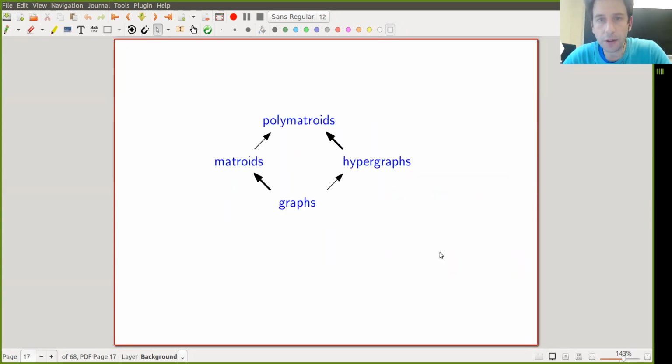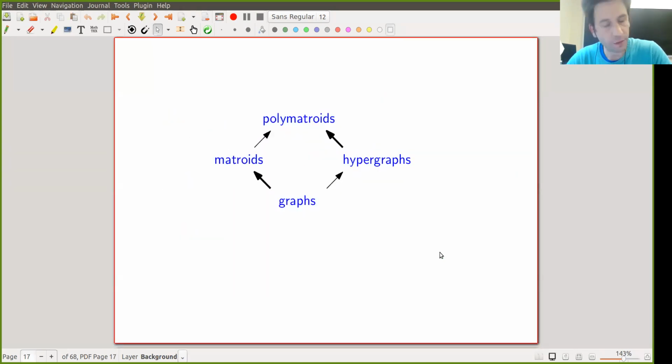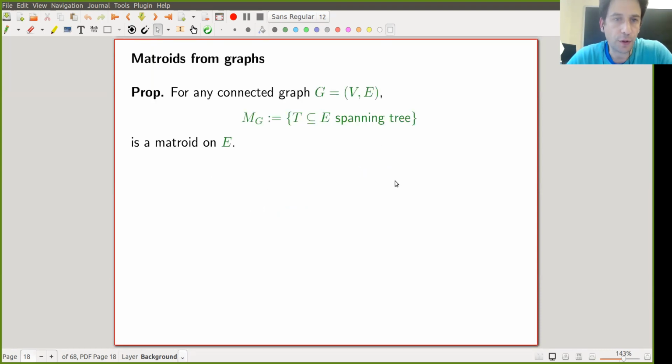All right, so now let me also motivate these definitions of polymatroid in terms of hypergraphs, as an abstraction of hypergraphs. So what you are probably familiar with is that matroids are abstractions of graphs in a certain way, and I will say that polymatroids are abstractions of hypergraphs in the same way. So first, let me just state this fact for matroids. If you have a connected graph G, the set of spanning trees forms a matroid.